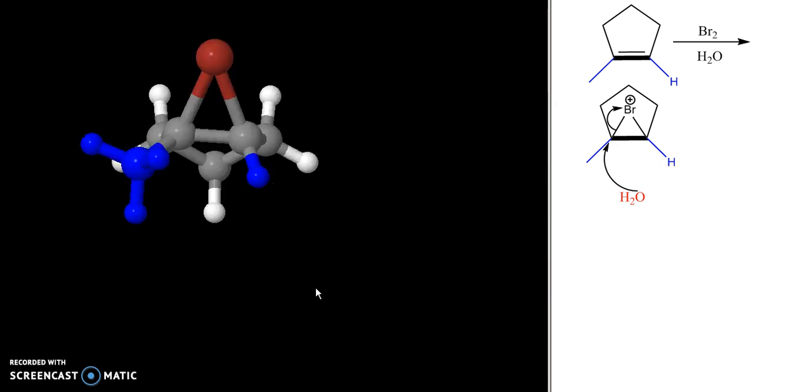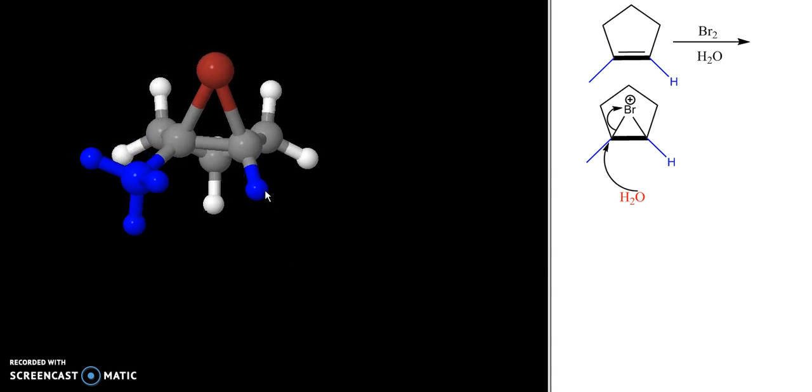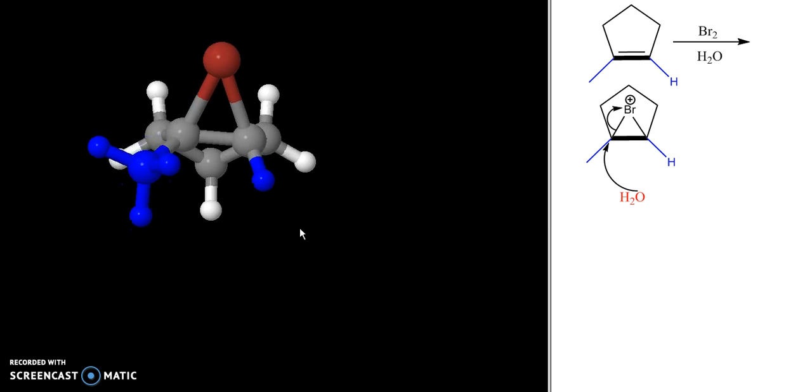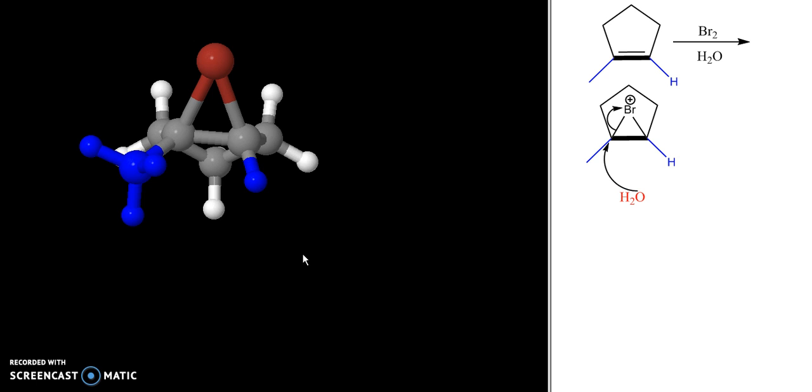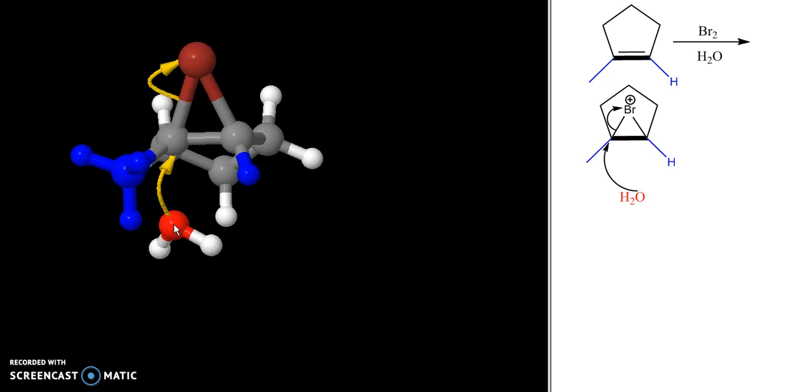So here's my bromonium ion with the bromine bridging the two carbons, and I want you to notice I've color-coded this hydrogen and this methyl group blue so they're easier to keep track of as we look at this reaction mechanism. And I want you to notice where the incoming water is in relation to the bromine in the three-membered ring. So here's our oxygen. It reacts with that carbon. These electrons move up to the bromine.